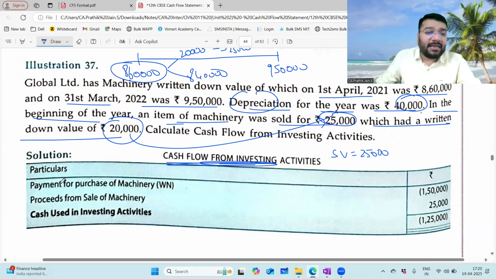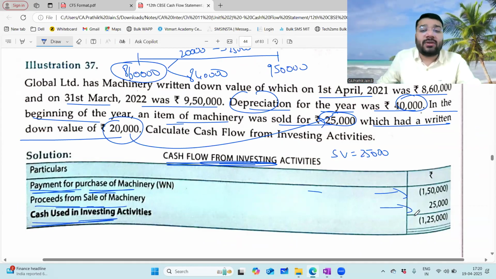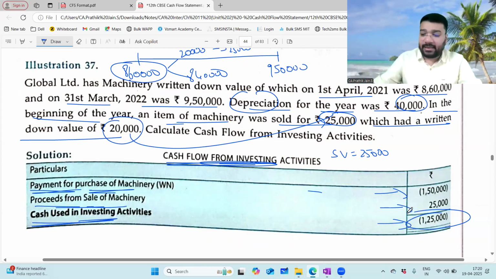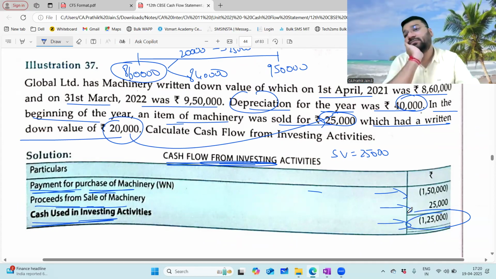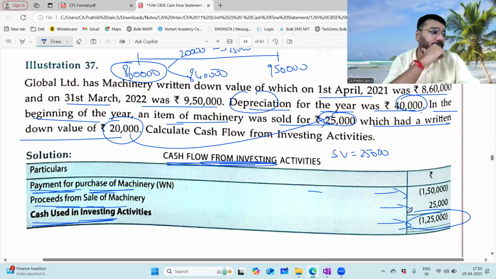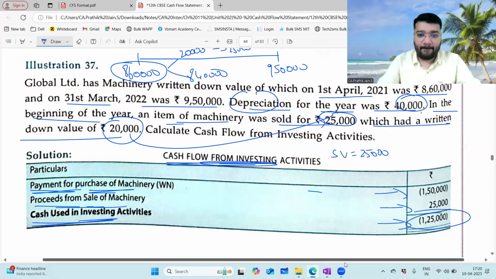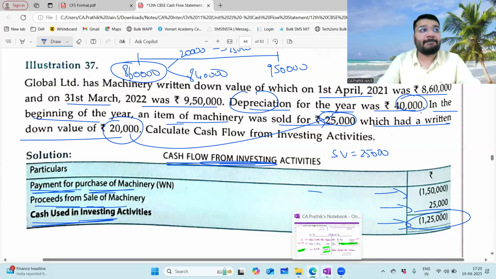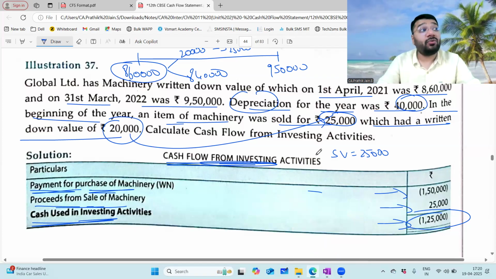So cash flow from investing activity: payment for purchase of machinery, negative 150. Proceeds from sale of machinery, positive 25,000. So cash used in the activity is 1,25,000. Please write it down. Where do you want to separately include?